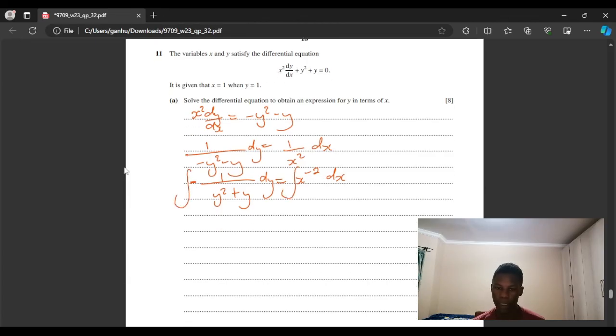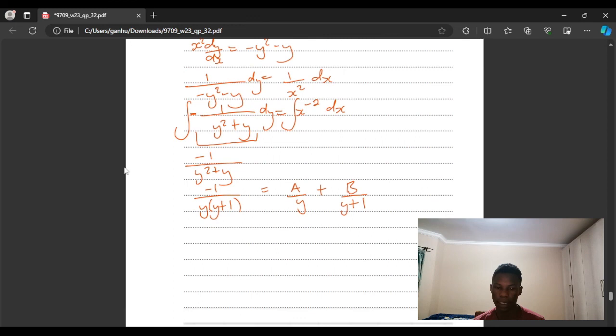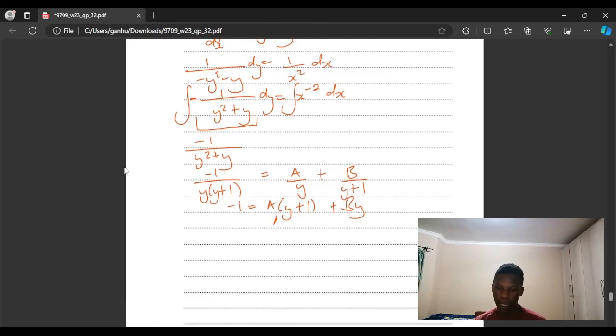Okay, and now we'd have to integrate both sides, but the catch here is that you can't just integrate this fraction. First you'd have to do partial fractions before you start the integration. So let's do partial fractions for that. That's negative 1 over y squared plus y. We can actually factor out a y in the denominator, so it becomes y open brackets y plus 1, which is equal to a over y plus b over y plus 1, and so this becomes negative 1 is equal to a times y plus 1 plus by.